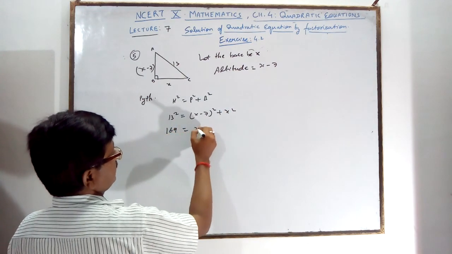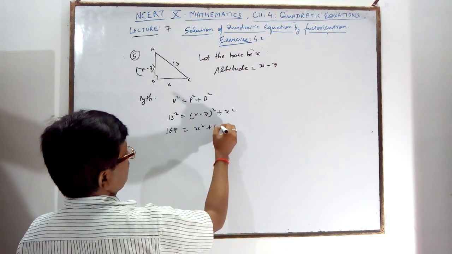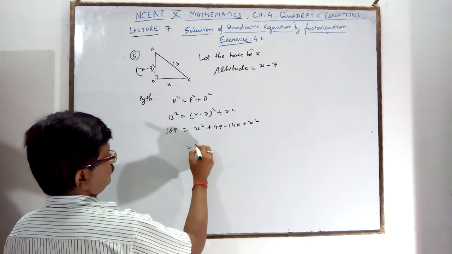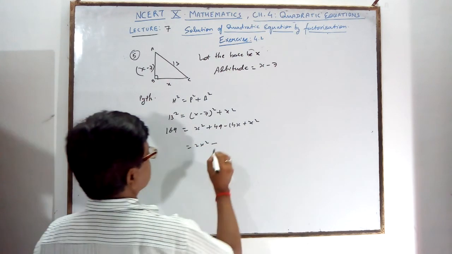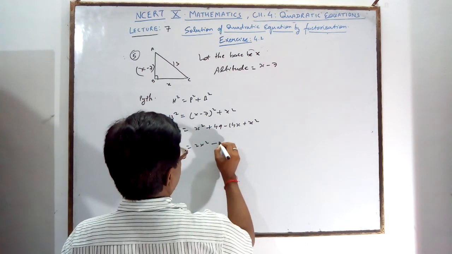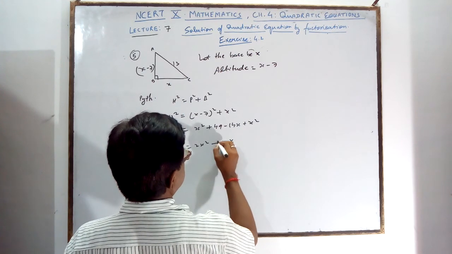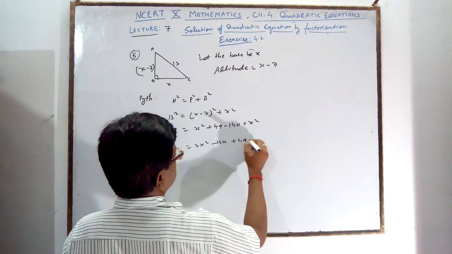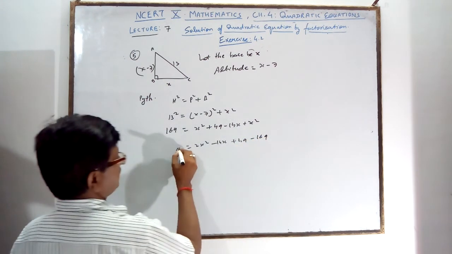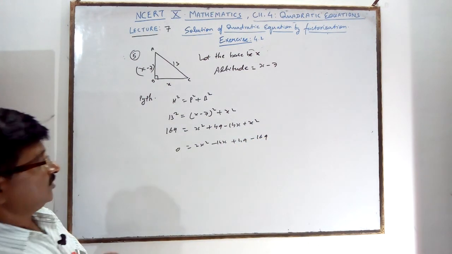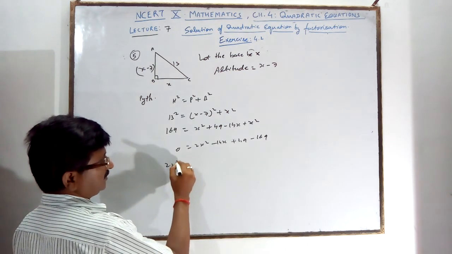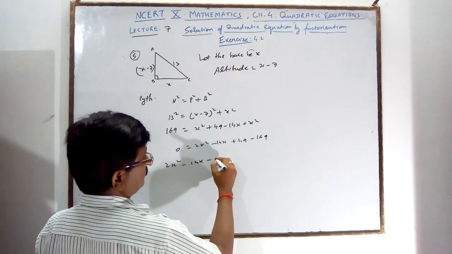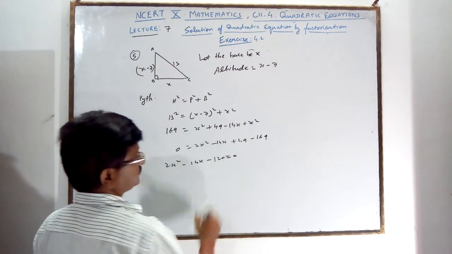169 equals x square plus 49 minus 14x plus x square. You will get 2x square minus 14x plus 49 minus 169, and this side 0. So transposing, you are getting 2x square minus 14x minus 120 is equal to 0.